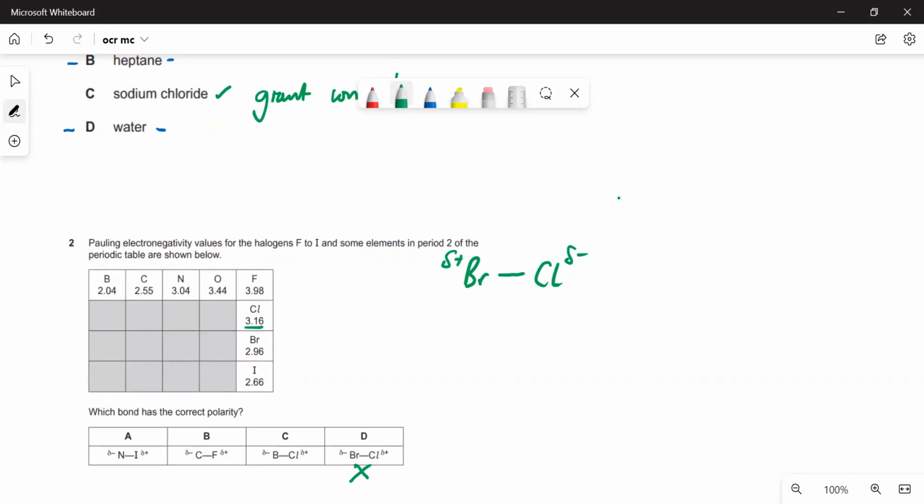Right. Boron and chlorine. Boron is a lot less electronegative than chlorine, so chlorine would have the delta minus there, not delta positive, so that's wrong. Carbon and fluorine. Well, fluorine is the most electronegative element, so that's always going to be delta minus, and it's not, it's delta plus here, so that's wrong. So this one must be the correct one, and it is, because nitrogen is a lot more electronegative than iodine. So nitrogen would have the delta minus on it. So A is the right answer there.